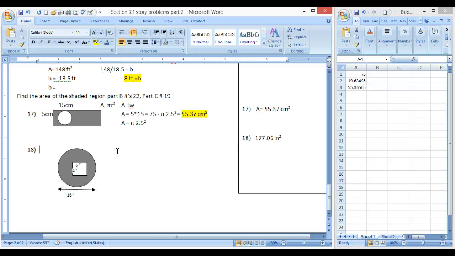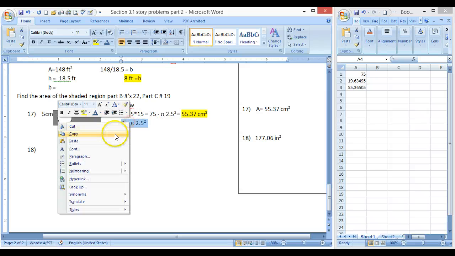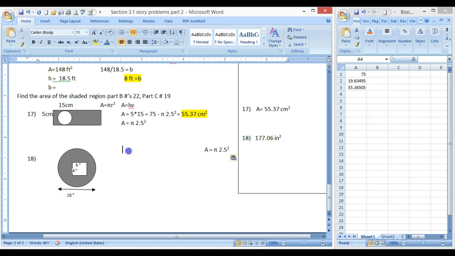Okay, the next one is just backwards of what we've done here. So I need to find the area of the circle first. And I'm just going to copy and paste this to save us some time. There we go. And I just need to figure out the radius. Here I have a dimension showing that the diameter of the circle is 16 inches. So to find the radius, I need to cut that in half. Half of 16 is 8.